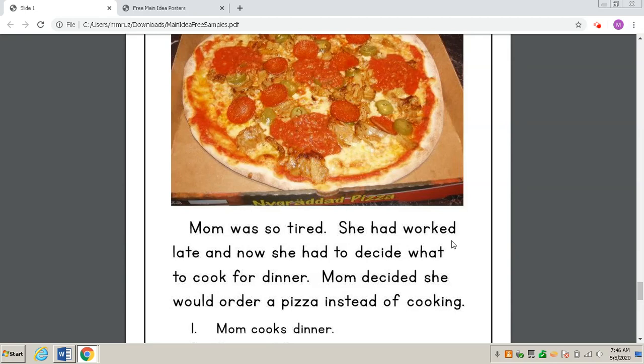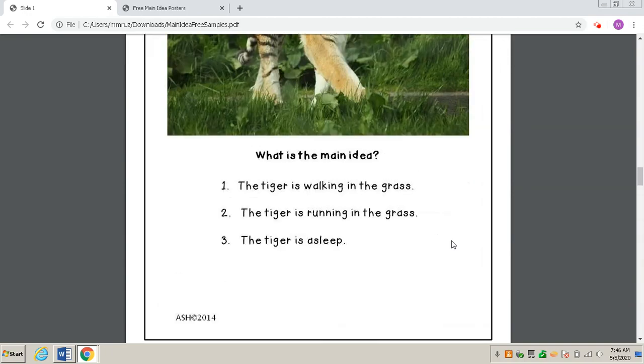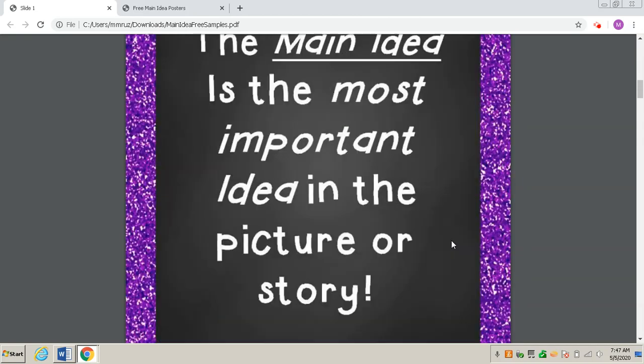So working late and now she had to decide what to cook for dinner. That's a detail that supports or that tells us why she was so tired. All right. I'll go back to this page.